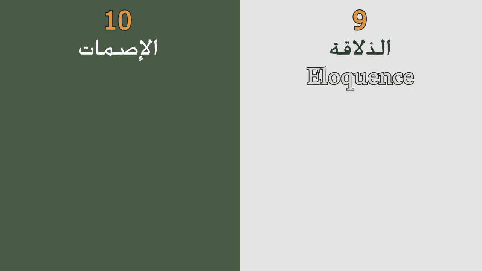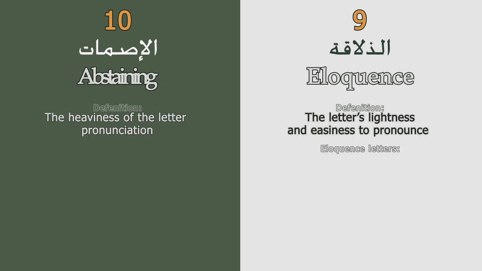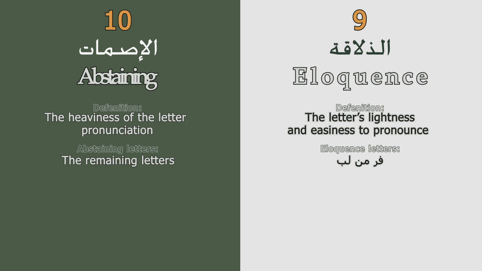The last characteristic is الذلاقة وضدها الإصمات. Eloquence and its opposite is abstaining. These two are not necessary for the correct pronunciation of letters. However, they are needed for morphology science and lexicons. But to cover the topic completely, I introduced them in the video.